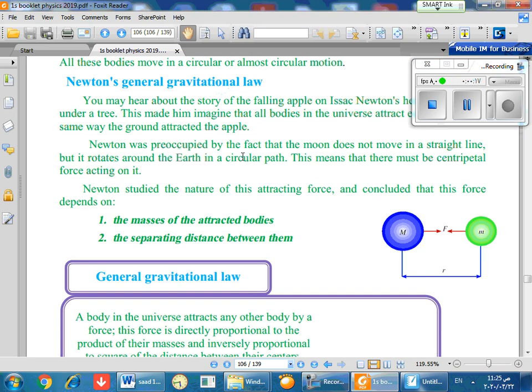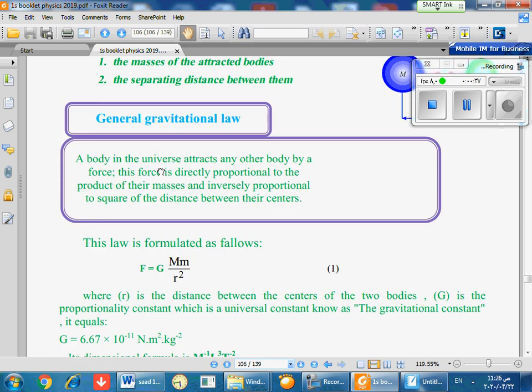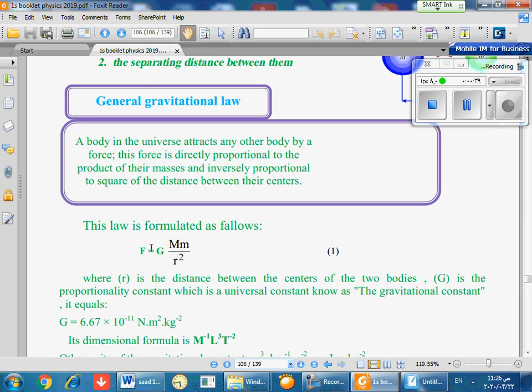As we know, if we have two masses, M capital and m small, two different masses, separated by distance r, they will attract each other, and we have a force between them. How can we measure this force? Newton told us that we can measure this force by the following law: F equals G M m over r squared.